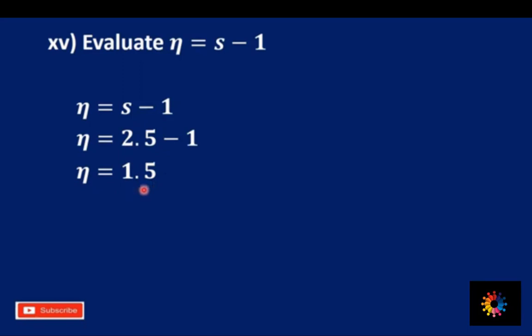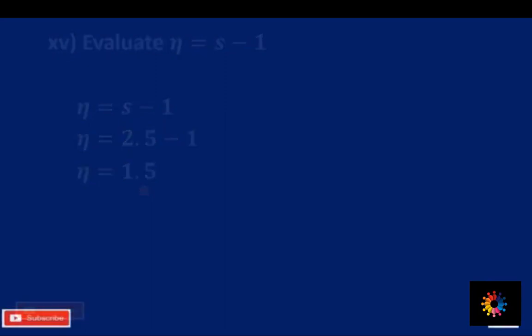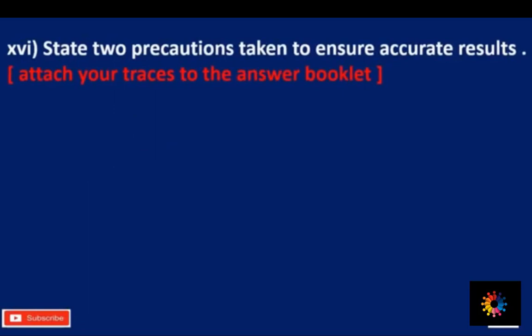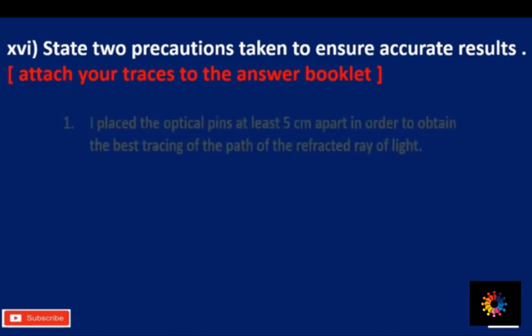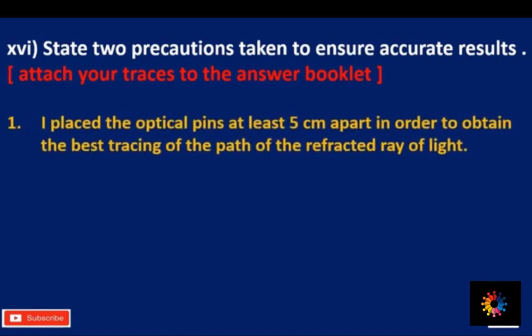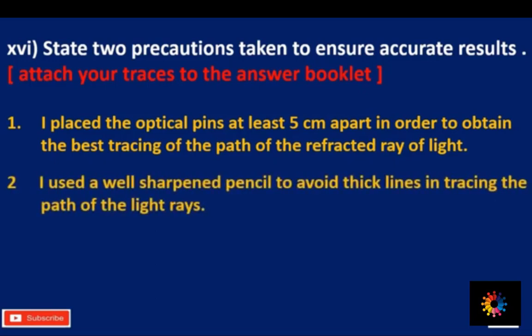So the next thing for us to do is to look at the precautions that we take to ensure accurate results. So the first precaution is that I place the optical pins at least 5 centimeters apart in order to obtain the best tracing of the path of the refracted rays of light. And the second one is I use a well-sharpened pencil to avoid thick lines in tracing the path of the light rays.